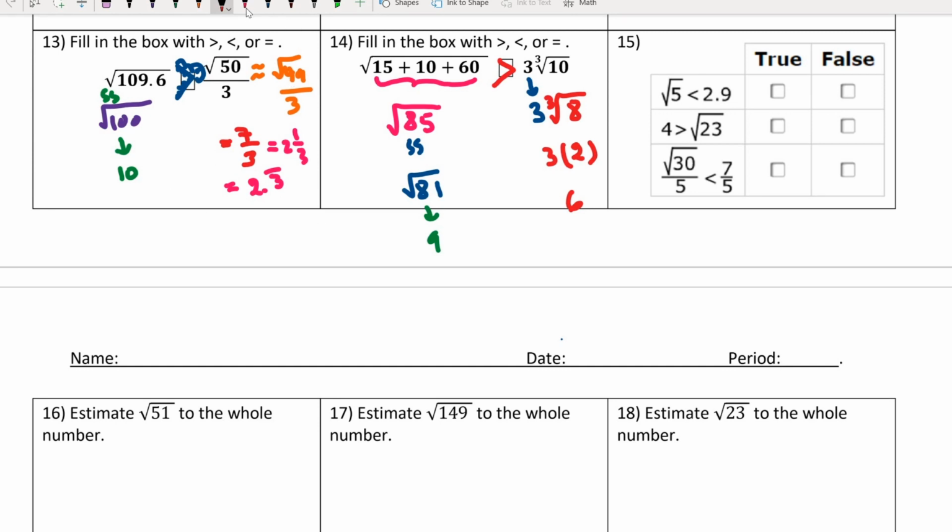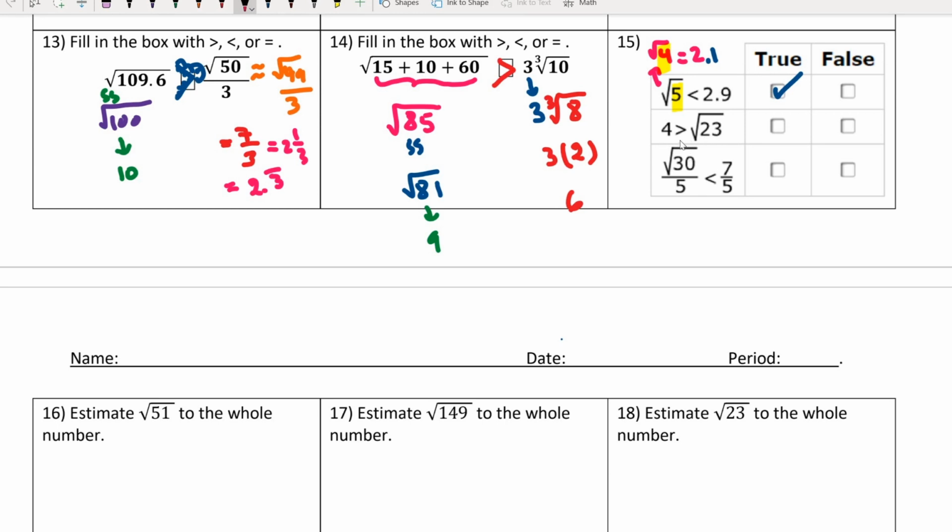Number 15. The square root of 5 is closer to the square root of 4, which gives you 2, and this is 2.9. They say 2 point something is less than 2.9. To be a little more specific, the square root of 5 is bigger than 4, so it's slightly more than 2, about 2.1 or 2.2. This is 2.9, closer to the next square root. They say the square root of 5, which is 2.1, is less than 2.9. That is true.